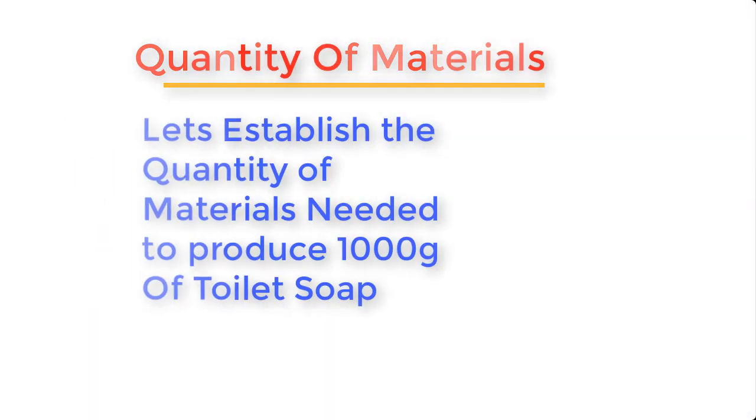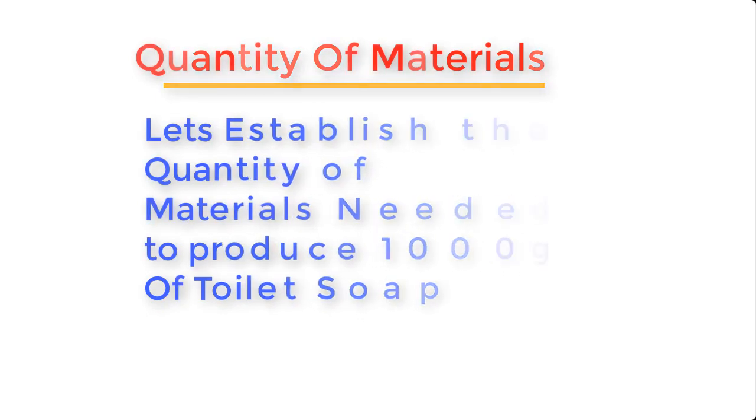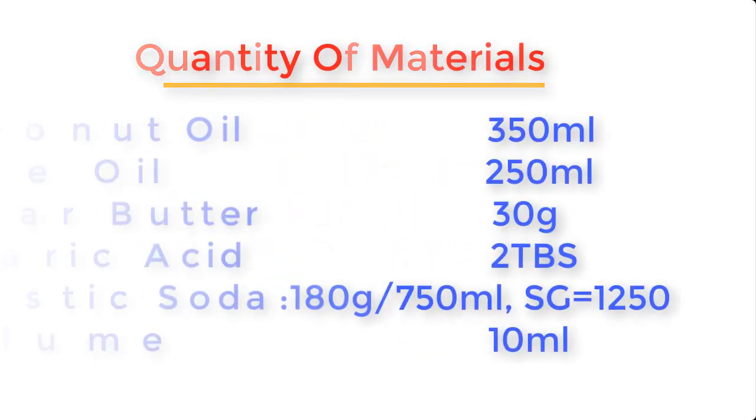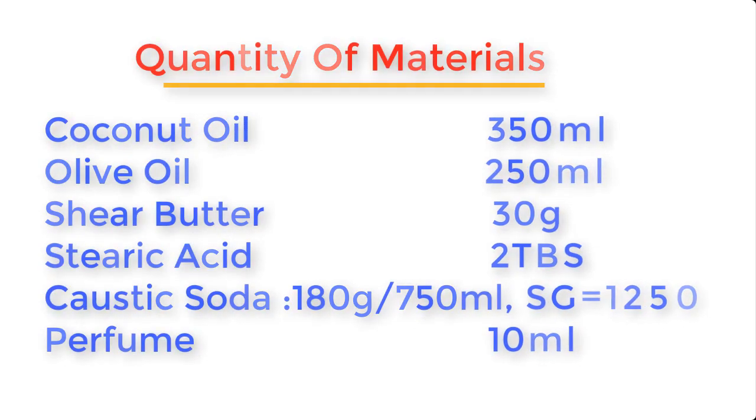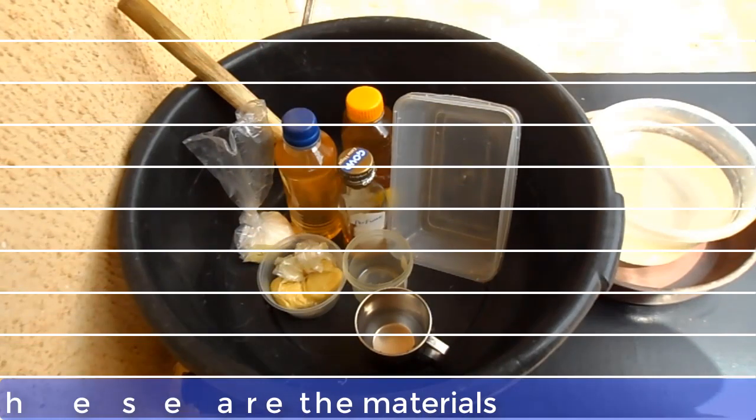Now let's establish the quantity of materials needed to produce about 1000 grams of toilet soap. Coconut oil, 350 ml. Olive oil, 250 ml. Shea butter, 30 g. Stearic acid, 2 tablespoons. Caustic soda, 180 g, dissolved in 750 ml, and the specific gravity adjusted to 1250. And perfume, 10 ml.